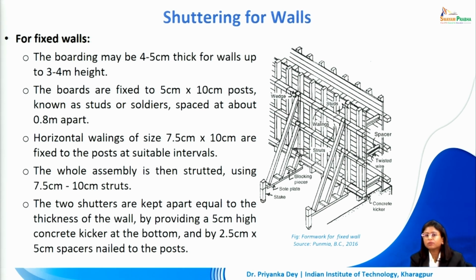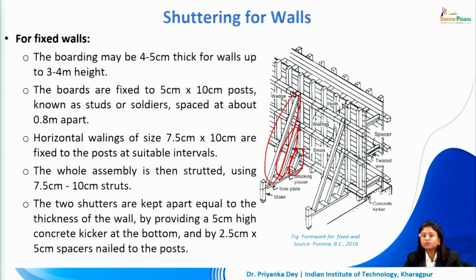Horizontal wallings of size 7.5 cm cross 10 cm are fixed to the post at suitable intervals, and the whole assembly is strutted using 7.5 cross 10 cm struts. So these are the struts. These are inclined members which are supporting this entire arrangement that has been created with the help of the wallings and the studs.